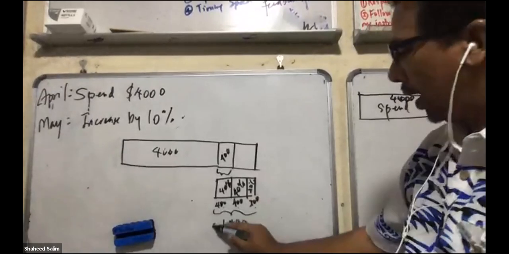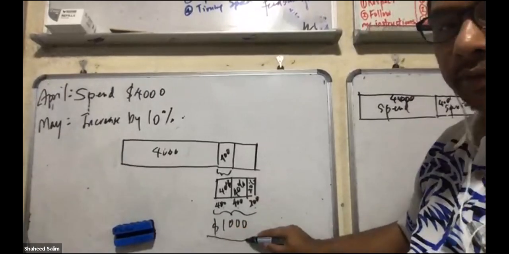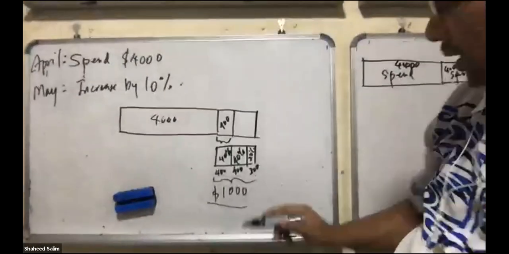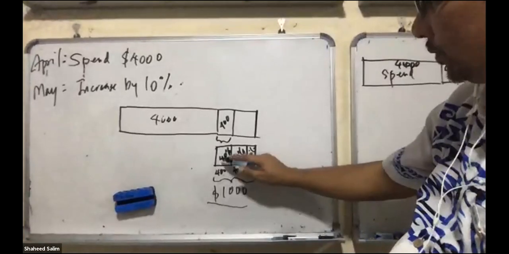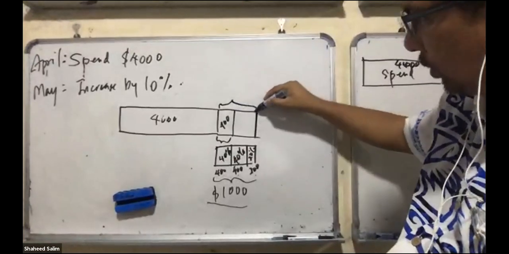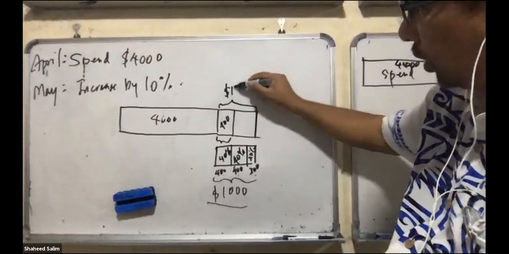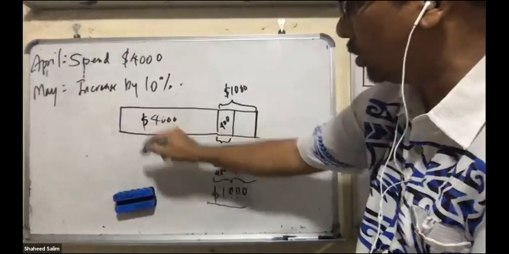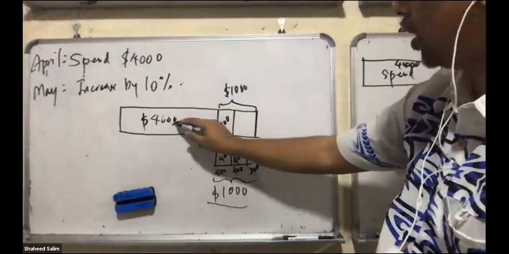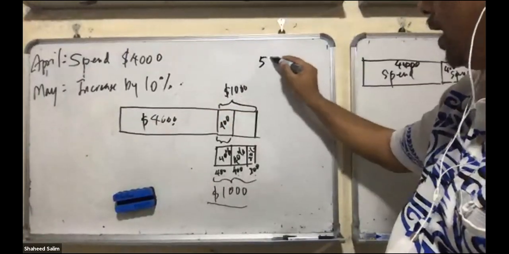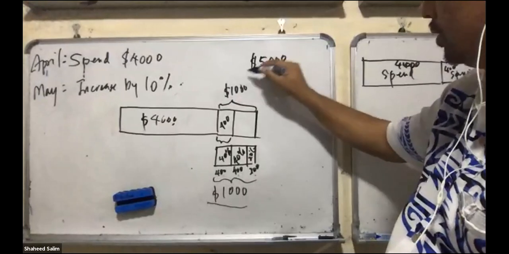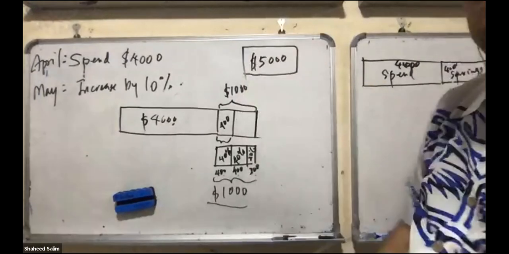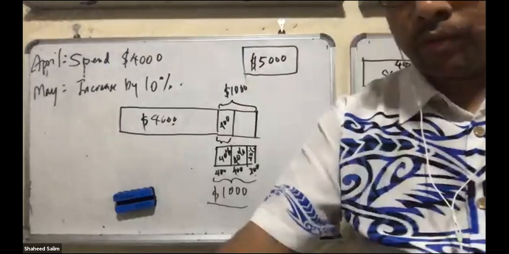Can you see? Sorry, $1,000 is the savings from here to here. $1,000. The total savings in April, and the amount spent is $4,000. So the total is 4,000 plus 1,000 is $5,000. All right. I hope you get it.